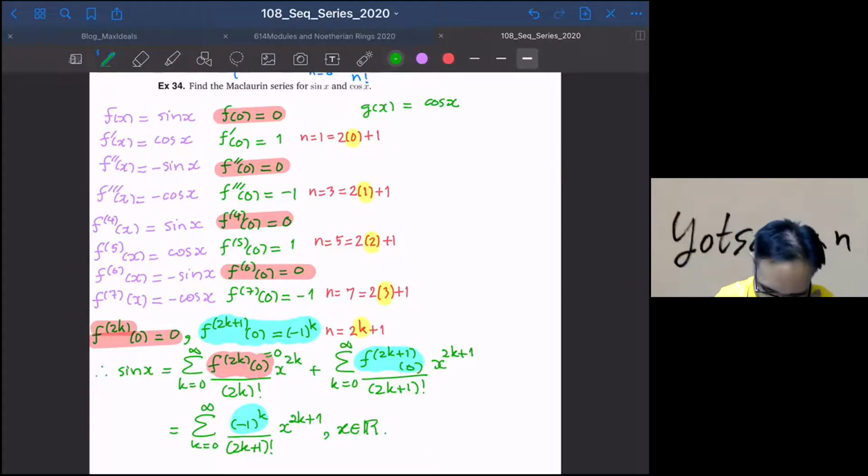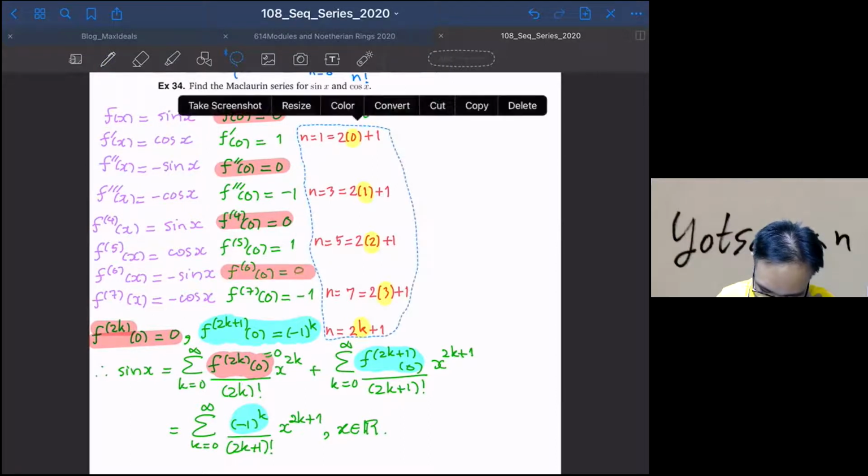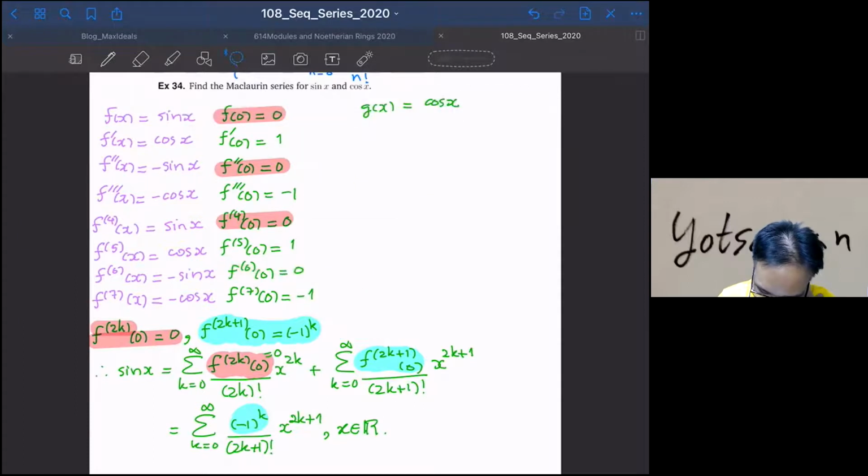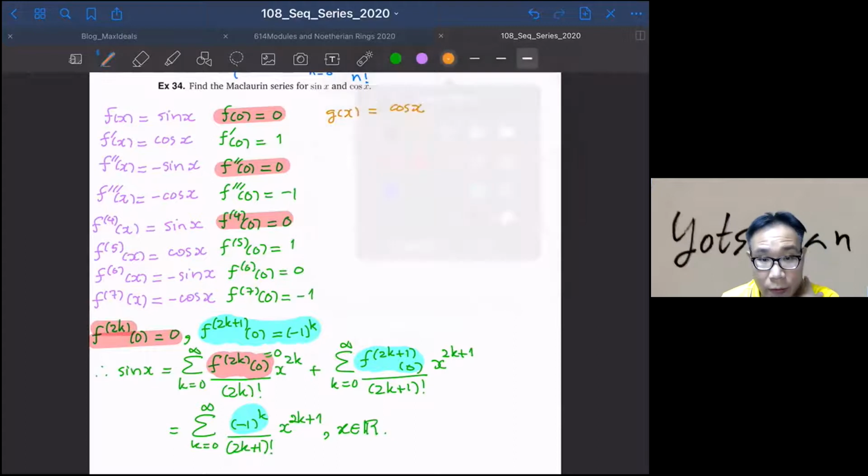Similarly, for cosine x, let me just erase this. I'd like to erase the whole thing here. So you get f of x equal to cos x. So you're going to begin differentiating this.